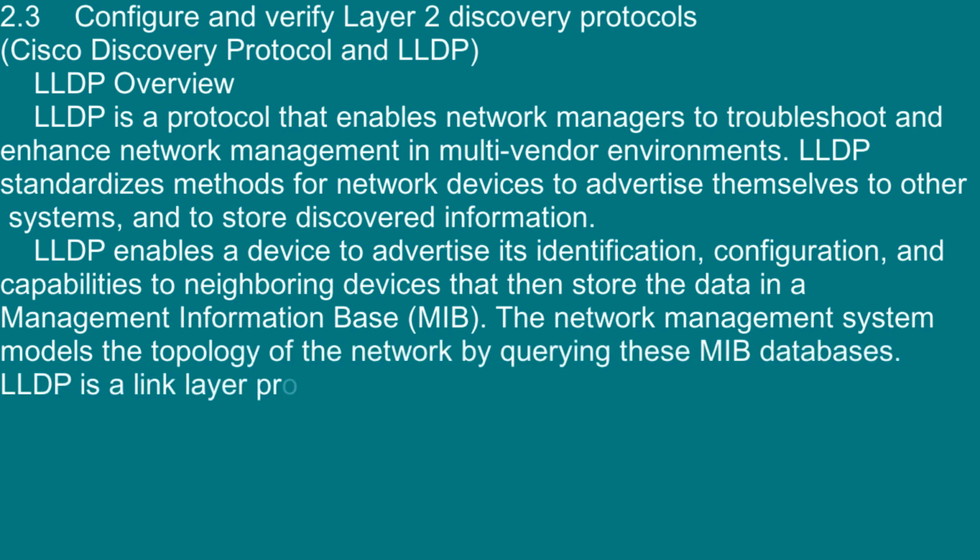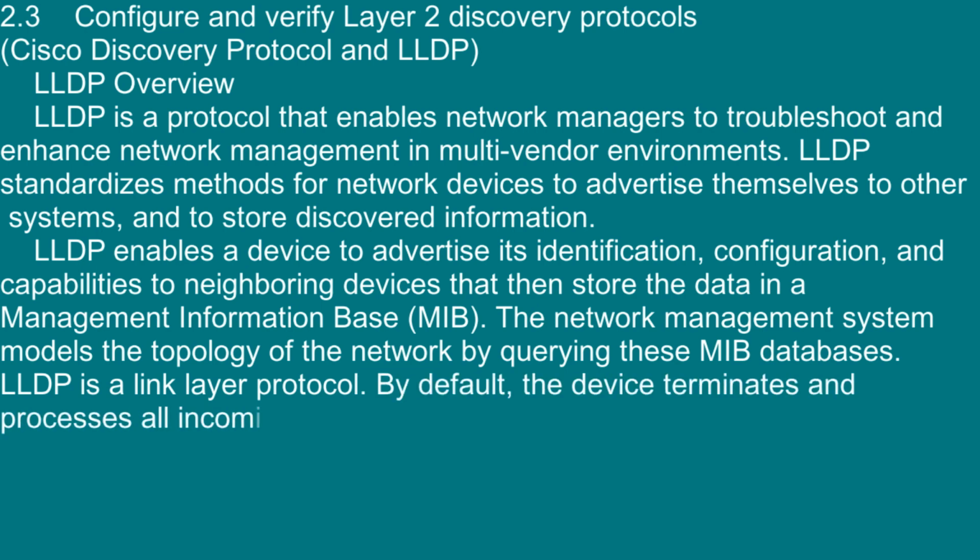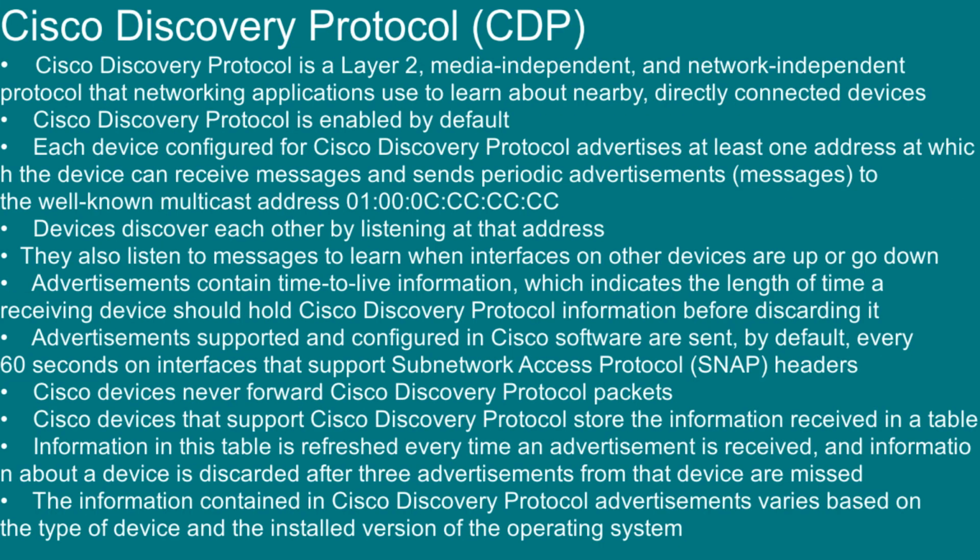LLDP is a link layer protocol. By default, the device terminates and processes all incoming LLDP packets as required by the protocol. Cisco Discovery Protocol, CDP. Cisco Discovery Protocol is a Layer 2, media-independent, and network-independent protocol that networking applications use to learn about nearby, directly connected devices. Cisco Discovery Protocol is enabled by default.